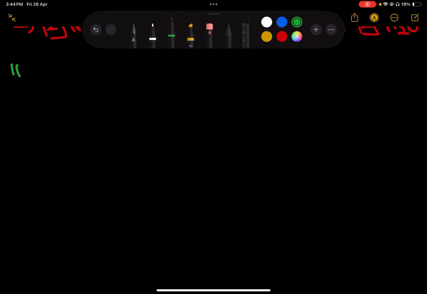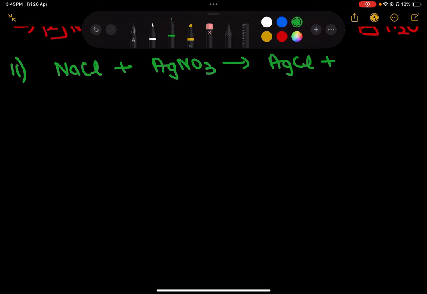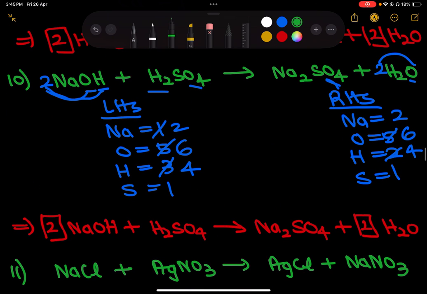Now the last one, it's just for your info, nobody will give it to you in your exam, I don't think, but it's just info. Yeah, so NaCl plus AgNO3 gives AgCl plus NaNO3. Oh yeah, did I tell you what the previous one was? So sorry, I didn't. So this is sodium hydroxide plus hydrogen sulfate gives sodium sulfate plus water. Okay, so this is also known as sodium hydroxide plus sulfuric acid gives sodium sulfate plus water.